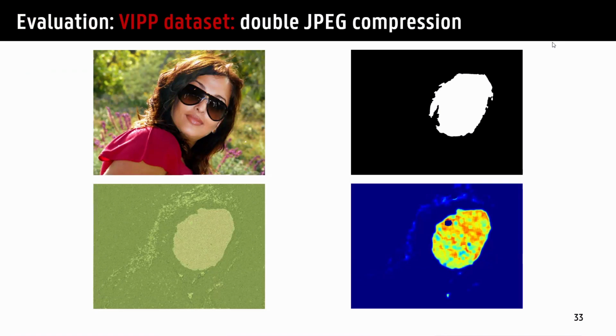So we have the VIPP dataset, which was made specifically for detecting double JPEG compression artifacts. So of course, this will work quite well on the Comprint method, because it's also based on JPEG compression artifacts. So on the upper left, we have the image. On the upper right, we have the ground truth. And then in the bottom, we have the Comprint and the corresponding heat map. So here we can see that this works quite well.